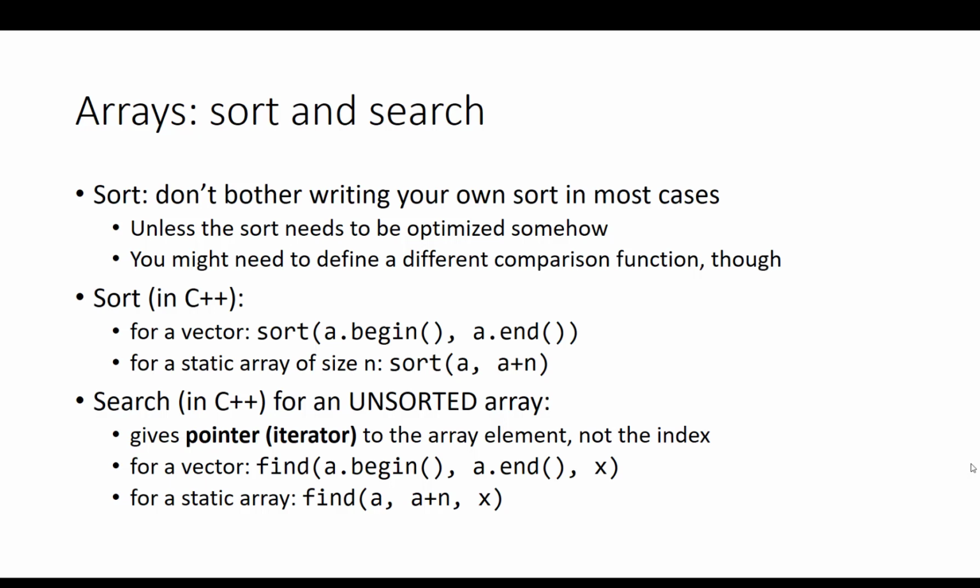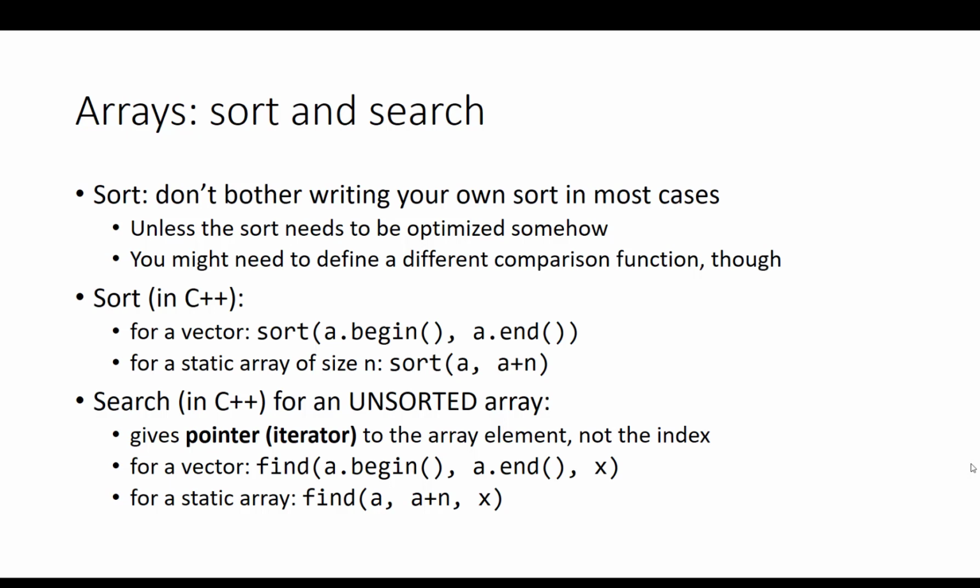Now, in C++, if you have an unsorted array, there is a way of doing a find operation without having to write it yourself. It's basically a search operation. I believe this also works for linked lists in addition to vectors and arrays. And what you get back is a pointer or an iterator to the array element. So you're not getting an index. You're not getting like an integer value. Instead, you're getting an iterator. And you can use the iterator to actually get the index if you need to. But it is the iterator. And so you have to dereference it to find the thing it's pointing to.